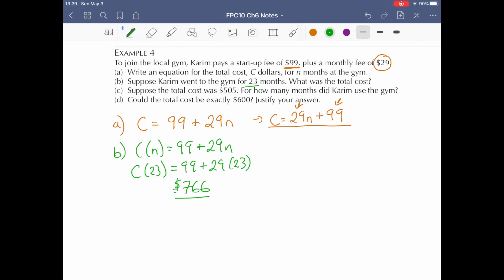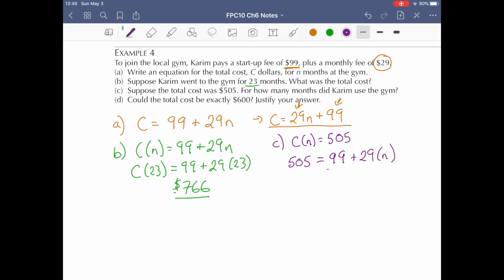Suppose the total cost was $505. So in this one, our total cost is equal to $505. So we want to figure out how many months it took. Now we could graph this and use the graph to figure it out, but it's just much easier to do on an equation. So we put our 505 in for our cost: 505 is equal to 99 plus 29 times the number of months that he goes.